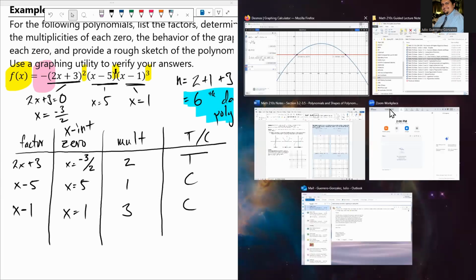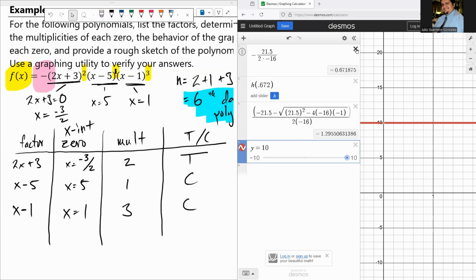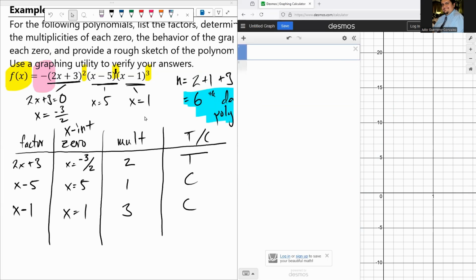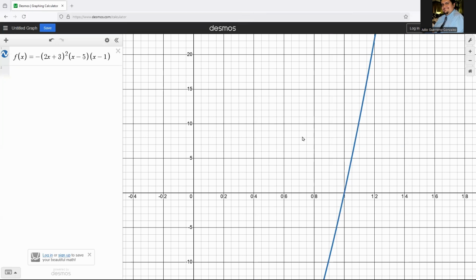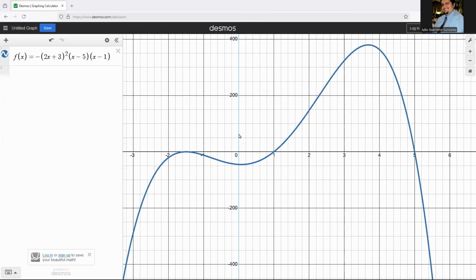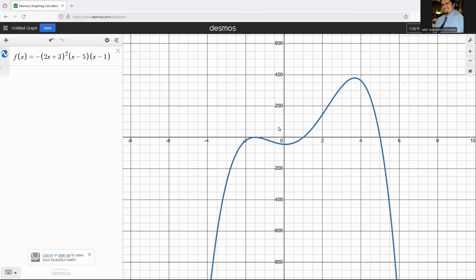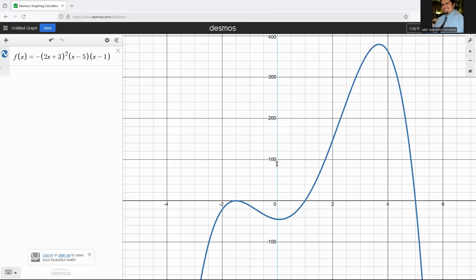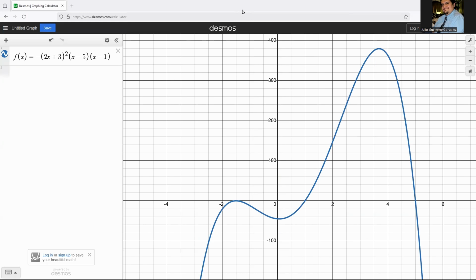So I'm going to grab this. I'm going to move this over. I'm going to open up Desmos real quick. I'm going to get rid of the stuff from our previous example. Okay, and I'm going to go ahead and type that function in. So f of x equals negative, 2x plus 3 and square it, x minus 5, x minus 1. Now, I'm going to make this big. Okay, you guys can see how it's not, there we go. We're missing one, there we go. I'm going to grab this, squish this down a little bit. Look at that. There we go.